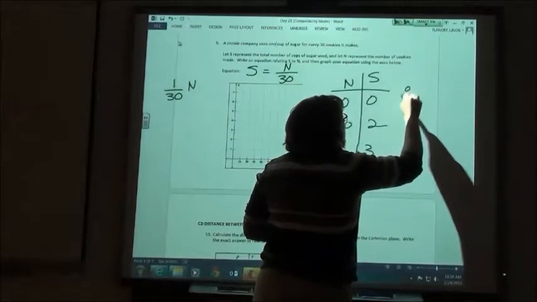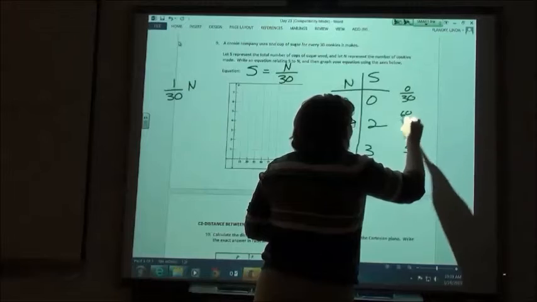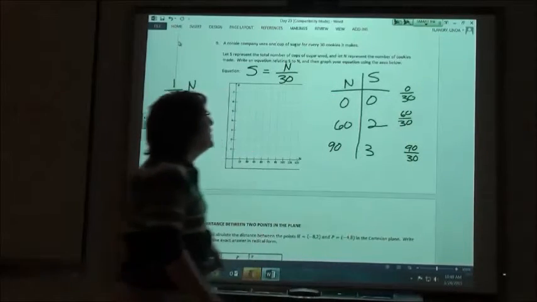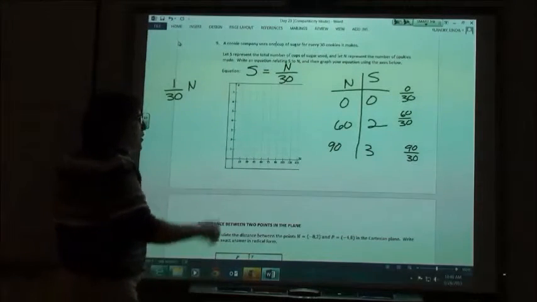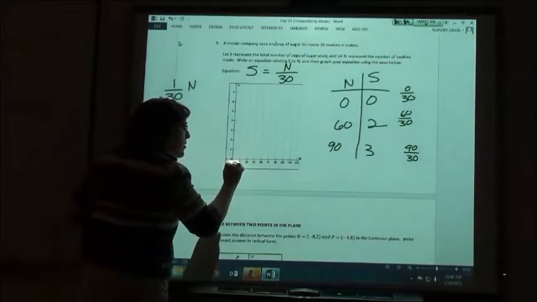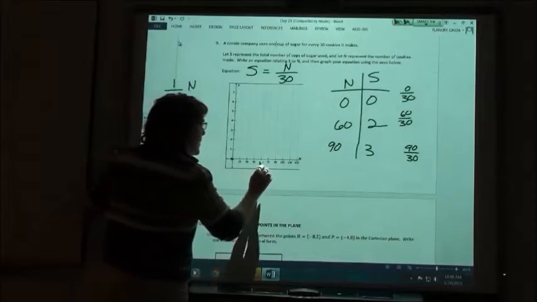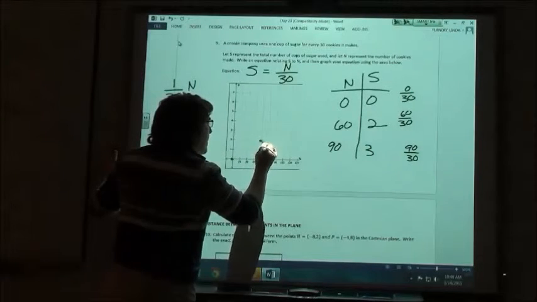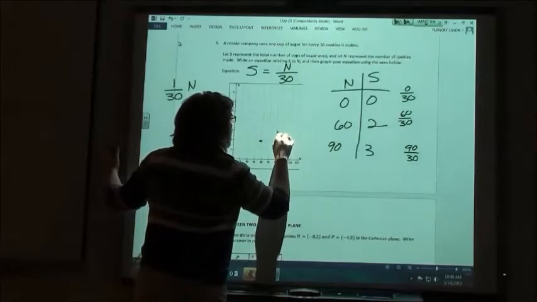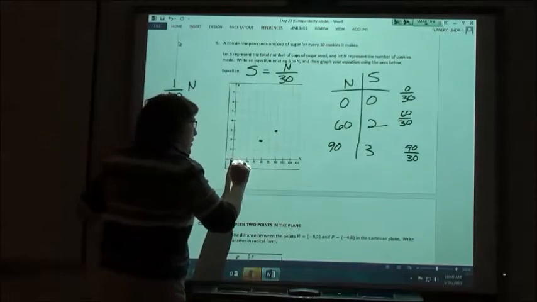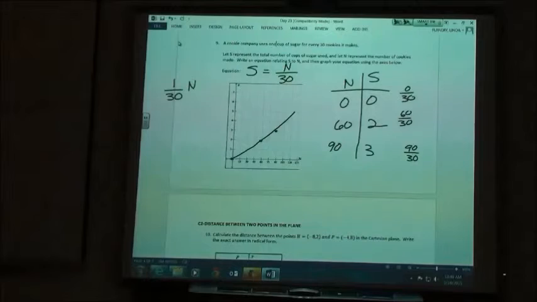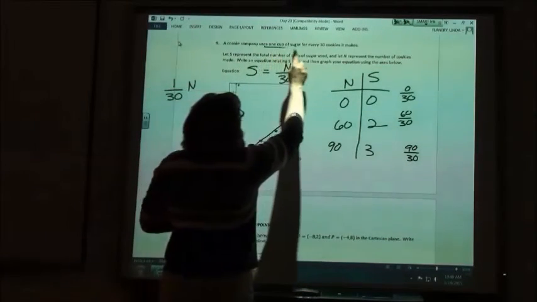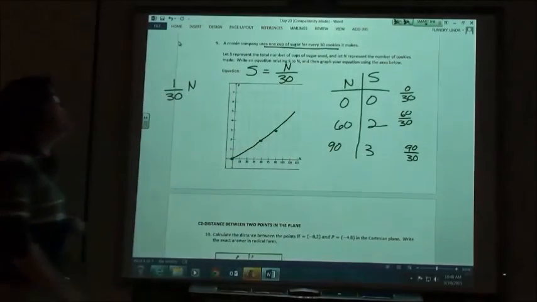I should probably write what we did. So (0, 0) and (90, 3). Again, we'd use the plot point tool. (0, 0) would be right in the corner. And so we can plot those points and draw our line. So just watch that when it says 1 for every, it ends up being a dividing problem.